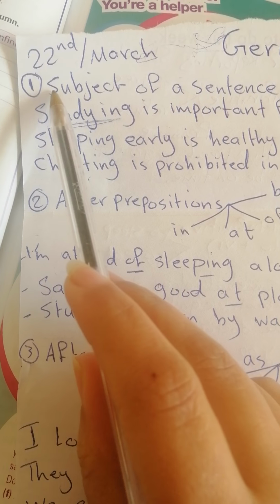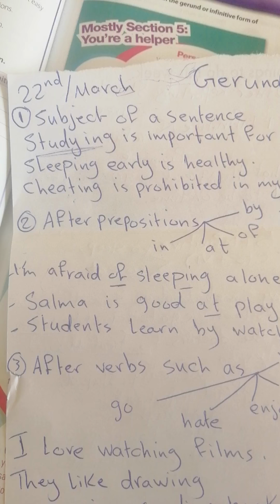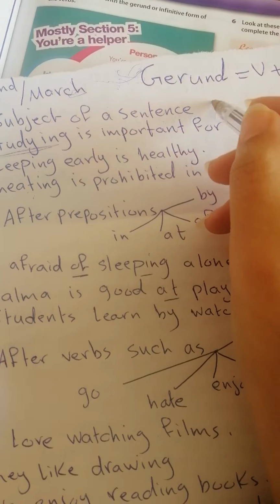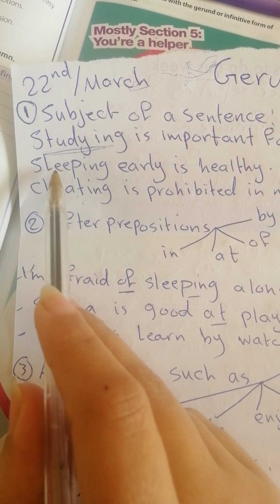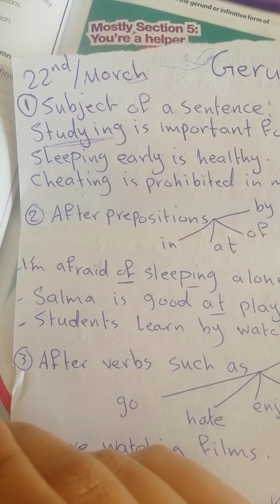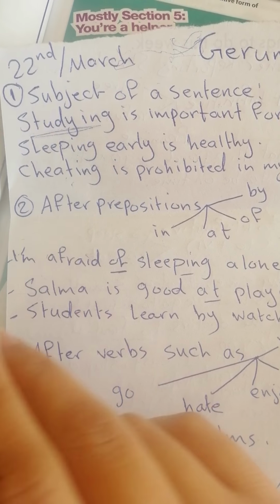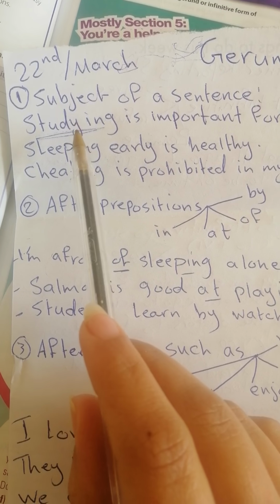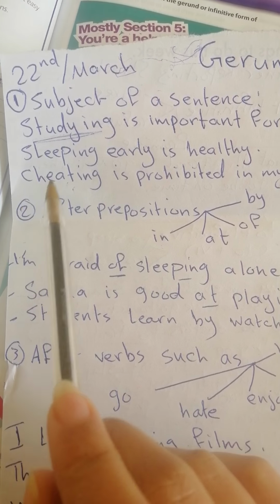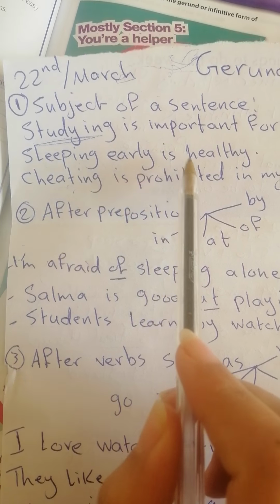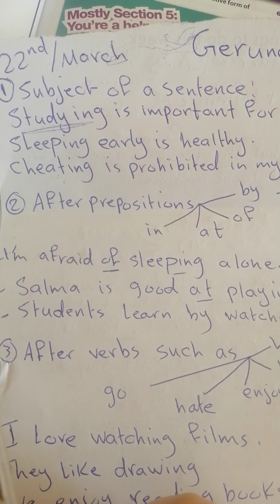So as you can see, the first case for gerund: we use gerund, verb plus ing, as the subject of a sentence. And in most cases, we put it in the first place of the sentence, in the place of the subject. Studying is important for children. Sleeping early is healthy. Cheating is prohibited in my school.